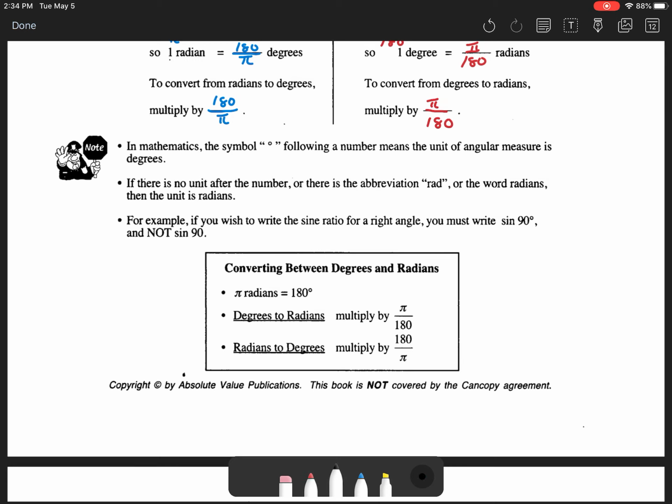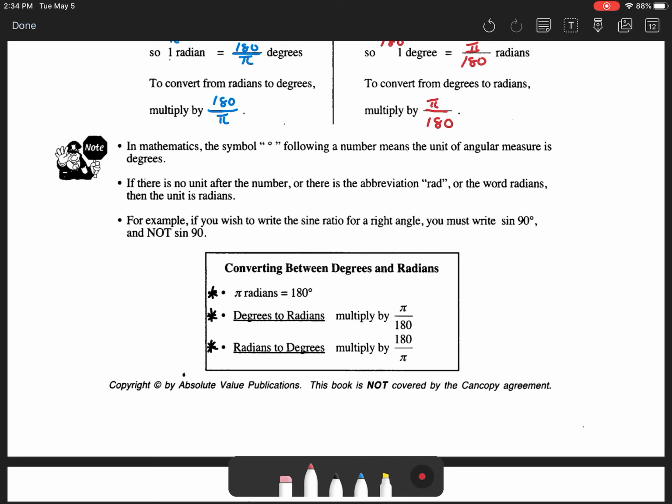So they tell you all these three important things: pi radians is 180 degrees, to go from degrees to radians, I multiply by pi over 180, and to go from radians to degrees, I'm going to multiply by 180 over pi. Now again, don't panic. I'm not going to just leave you there. We're going to do quite a few questions here where I refer to this, and you'll see how it works.